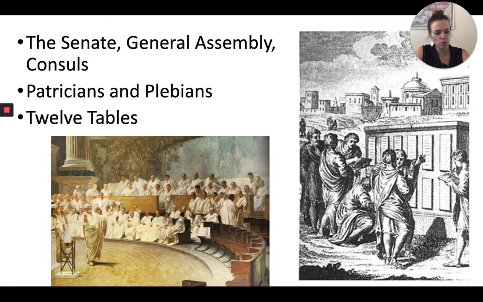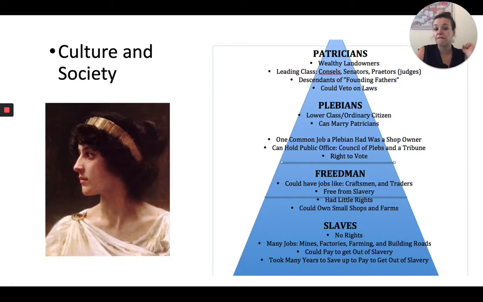So during the Roman Republic, we see that all male citizens, not everyone was a citizen, but all male citizens had the right to vote. But the weight of your vote changed depending on how wealthy you were. Okay? All right, let's talk about society. So very hierarchical, very patriarchal.